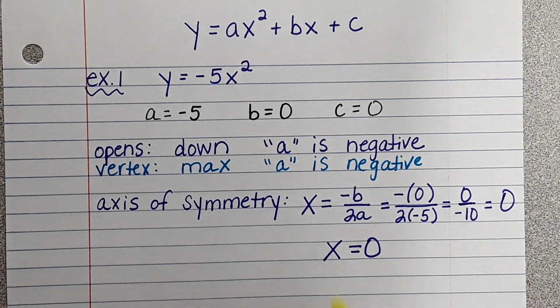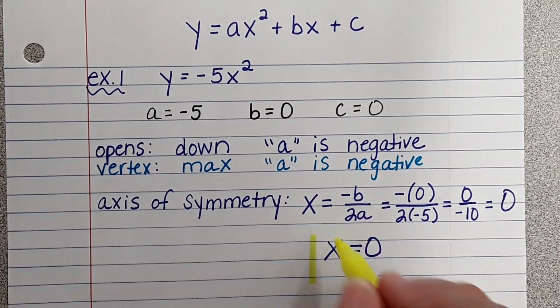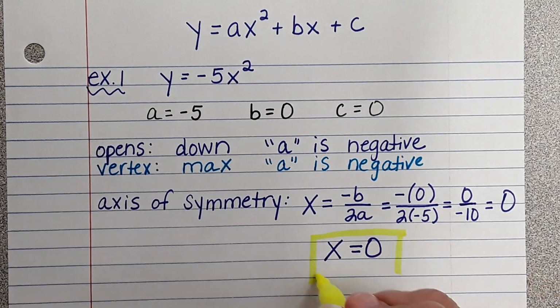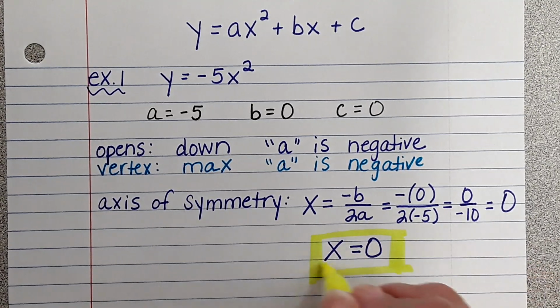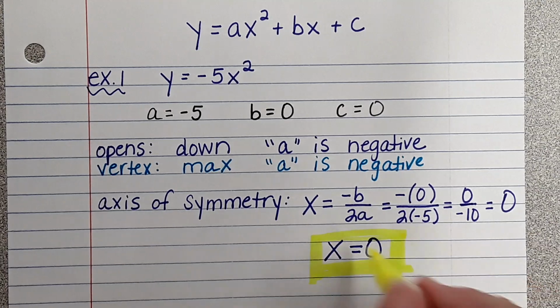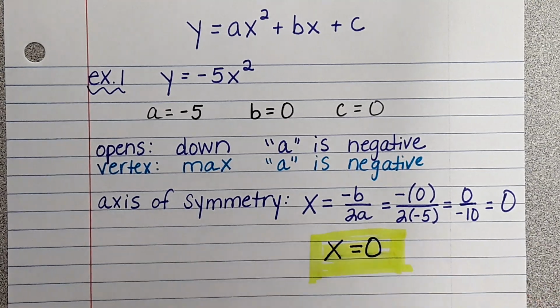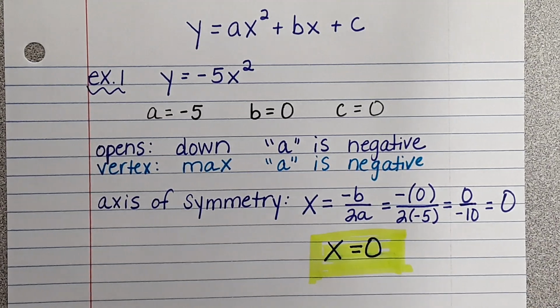You guys, what you need to know is whenever there's a 0 in your numerator, it turns everything 0. And the other thing you need to know is that the axis of symmetry is always an equation. You always have to write it as x equals 0 because it's a line. Okay?